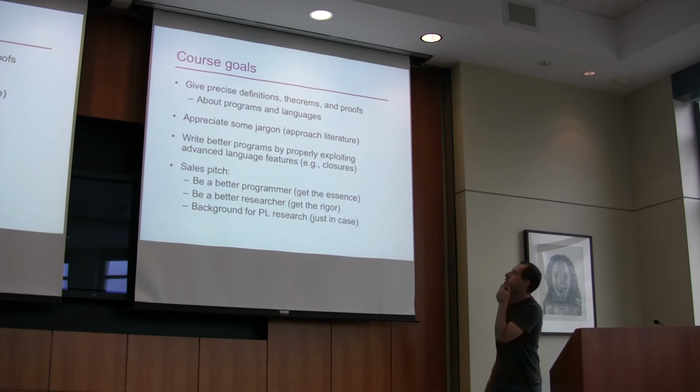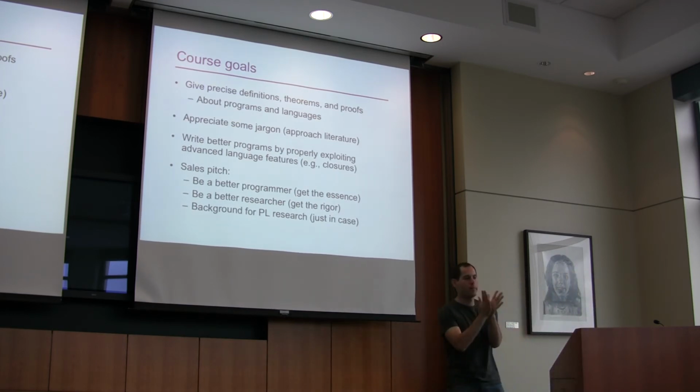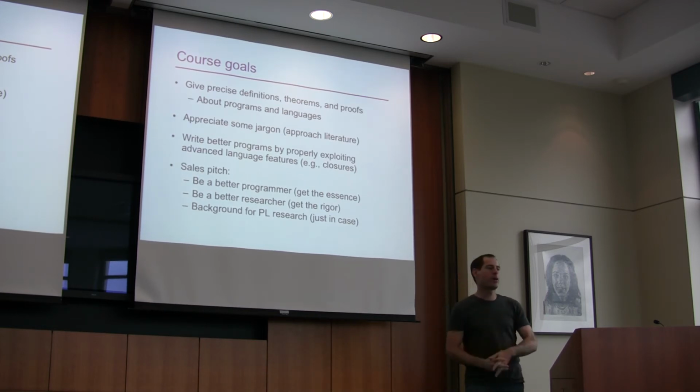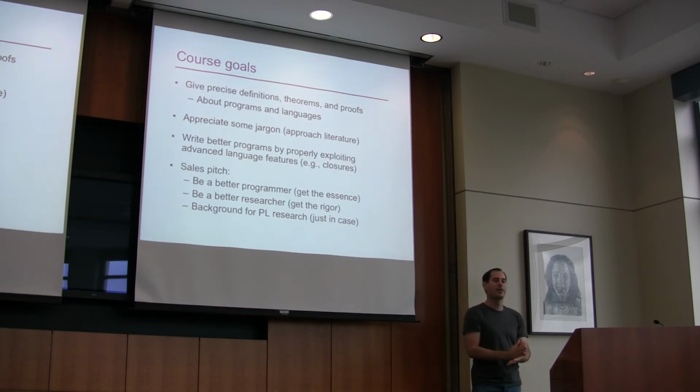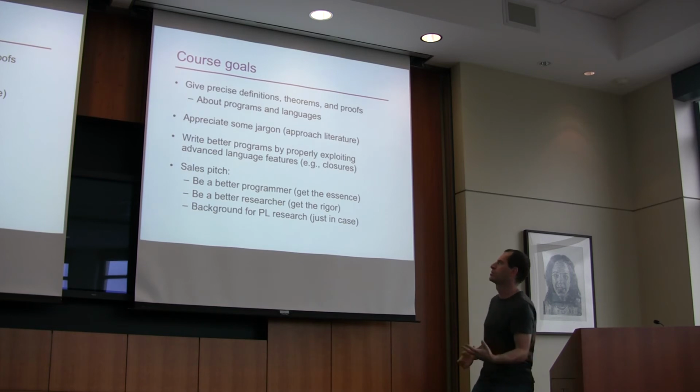So my goals for the class are that I want everyone who gets a PhD to take my class. And I want you all to, at the end of it, really know how to write down a precise definition, a precise computational model, and prove something about it. And if I can do that, I don't care if you don't learn anything about programming languages. But you will learn a lot about programming languages. In fact, you'll learn enough jargon that you can approach the literature.